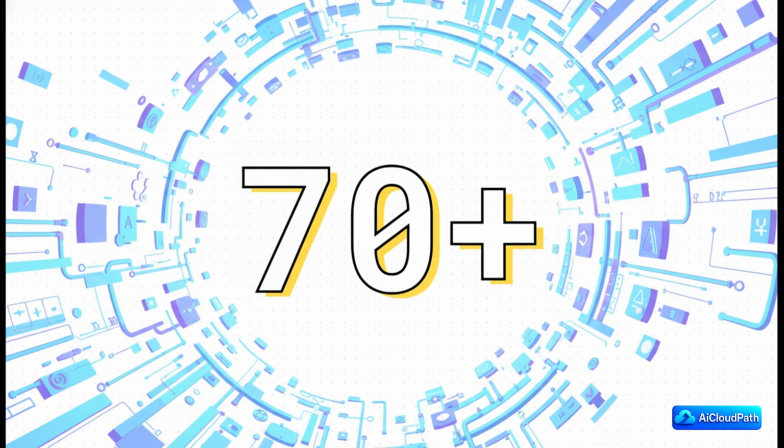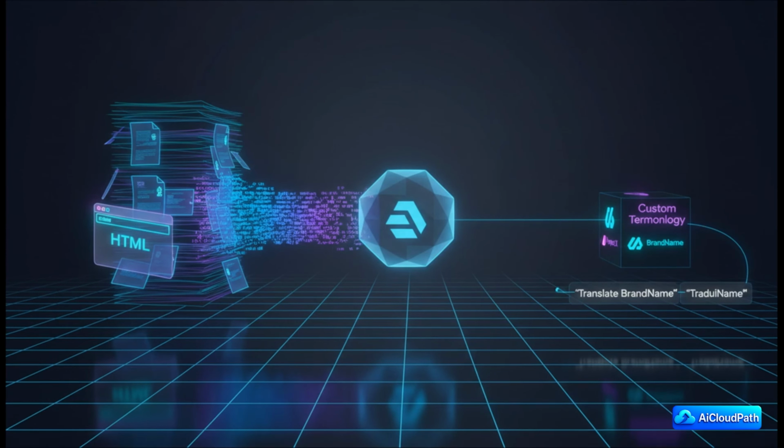And just look at the scale we're talking about here. We're not talking about 5 or 10 languages. It supports over 70 languages, and AWS is adding more all the time. Think about that. This one service can give your app an instant global reach. And this isn't just for translating a single sentence here and there. It's built to handle huge jobs, like translating entire websites or document libraries.